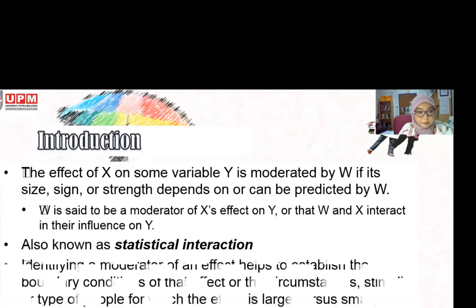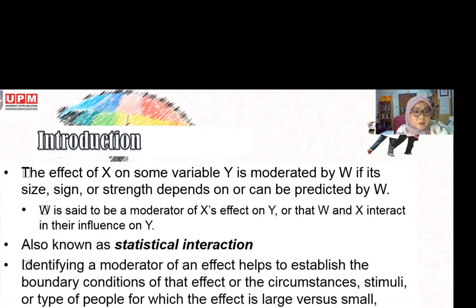Moderator is also known as statistical interaction, which is when we are going to analyze this moderating effect, we need to look for the interaction effect. Identifying a moderator of an effect helps to establish the boundary condition of the effect or the circumstances, stimuli, or type of people for which the effect is large versus small, present versus absent, positive versus negative, and so forth. So these are somehow the characteristics why we prefer to use a categorical variable when we test for moderator.